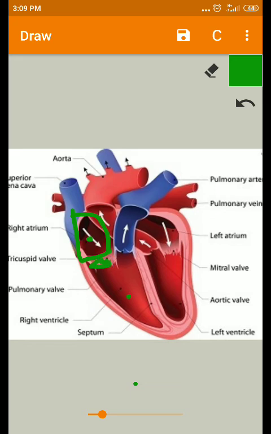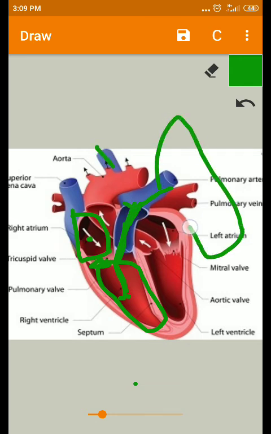And when the right ventricle contracts, the blood is propelled into the pulmonary trunk. This is the pulmonary trunk, and it has a pair of arteries, that is the pulmonary arteries. So it goes to the lungs. In the lungs this deoxygenated blood is purified, and on both sides there are pulmonary veins.